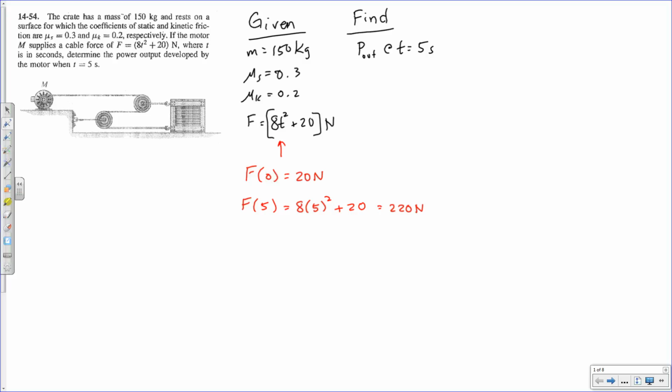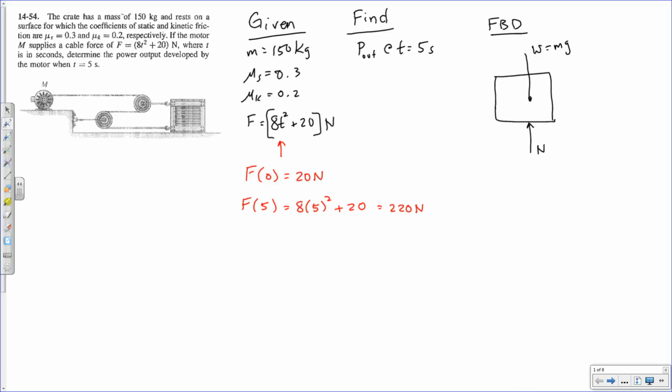Okay, if we were to draw a free body diagram of the crate, what would it look like? Well, here's our crate. We know that it has a weight force downwards. They give us the mass, so the weight would be equal to the mass times the acceleration due to gravity on the surface of Earth. The normal force would counteract that, pointing directly upwards.